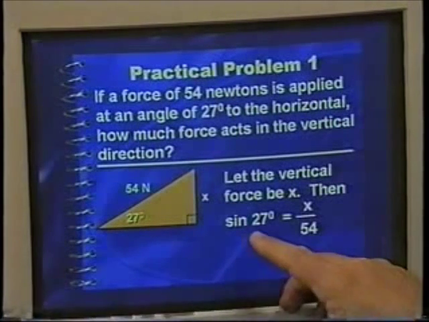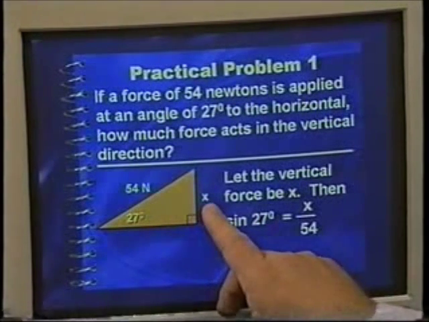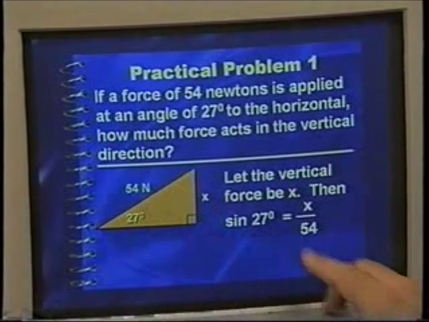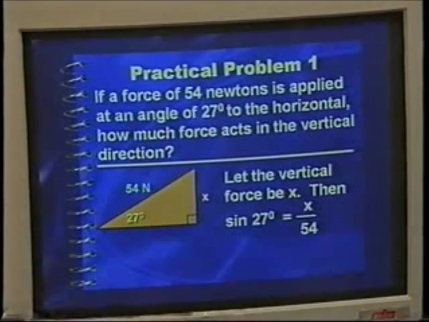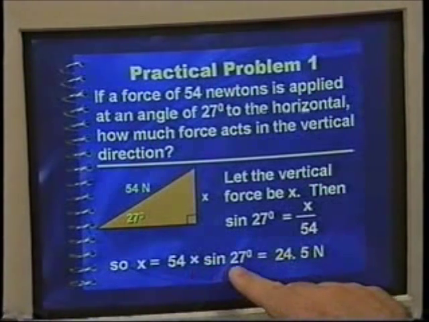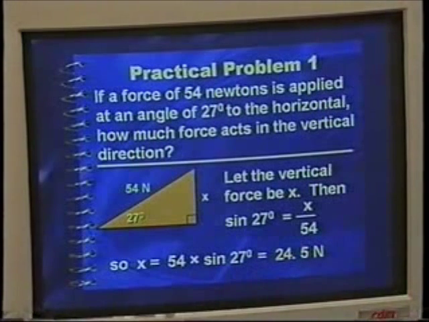That means that we're looking at a sine ratio, because x is the opposite of angle 27, and we know the hypotenuse. Solving sine 27 degrees equals x over 54 means that x is equal to 54 times the sine of 27 degrees, and that equals 24.5. Well, that is the last problem we will be covering in this particular series.